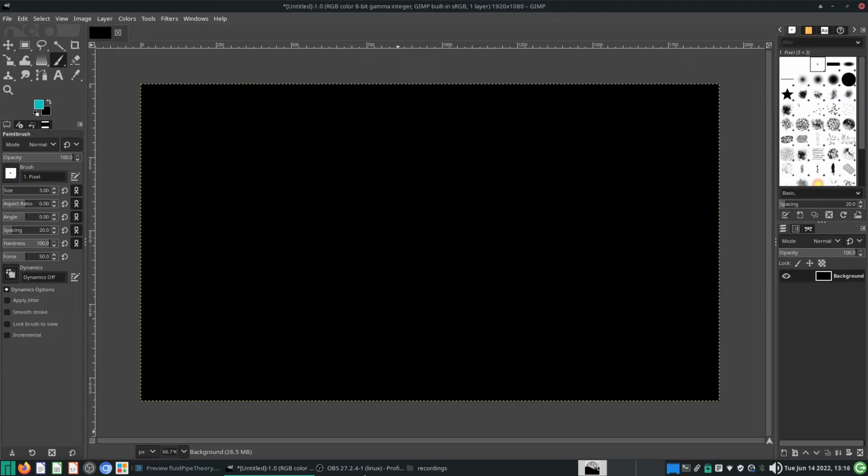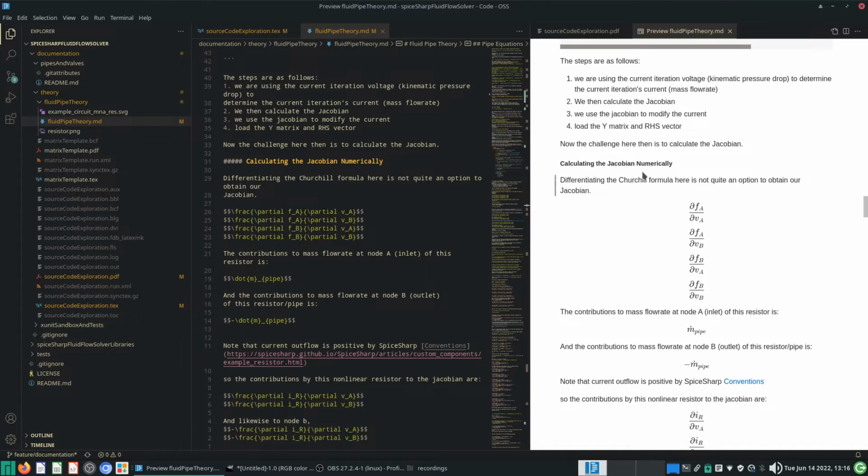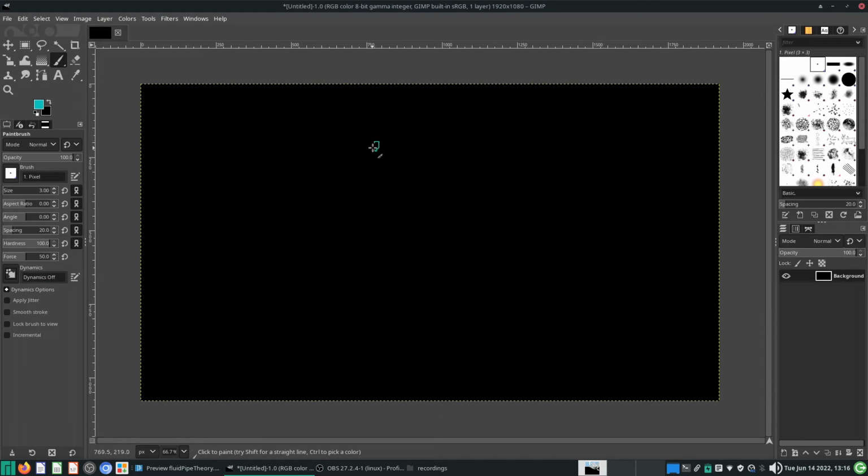Hi, welcome. So the last time we talked about having these current balances, and to calculate our Jacobian, we needed to differentiate these current balances with respect to the voltage at A and the voltage at B. So, okay, let's just draw a resistor, and then I will have A and B here, just for the sake of derivation.